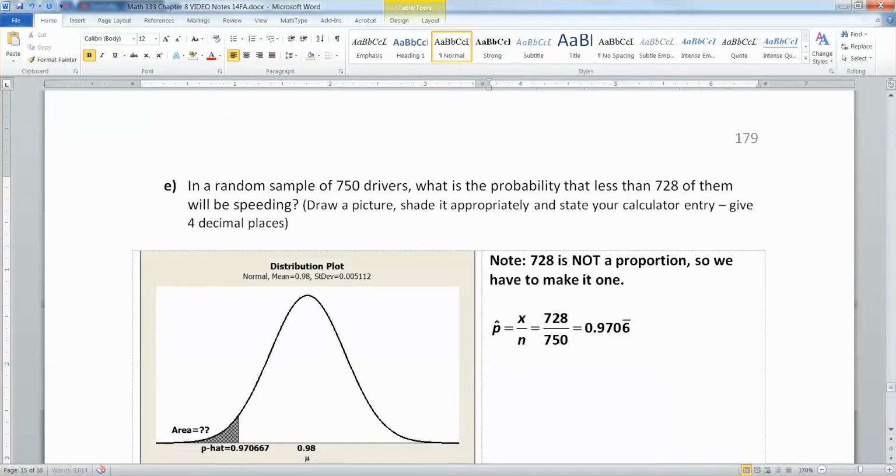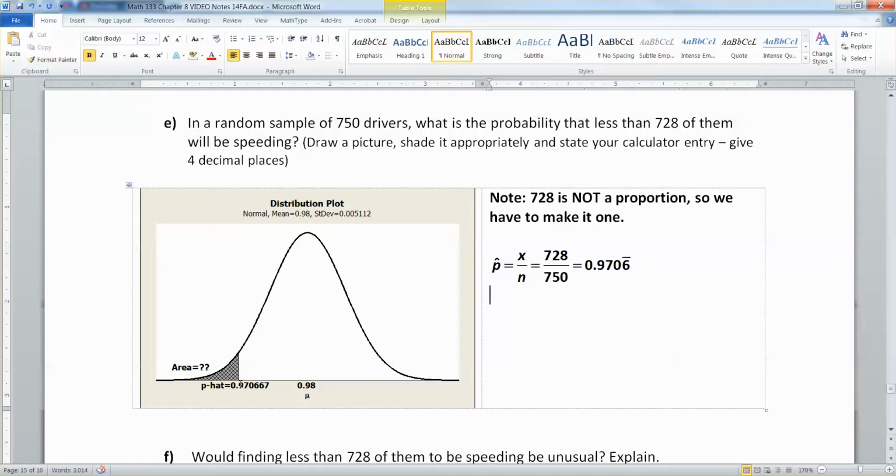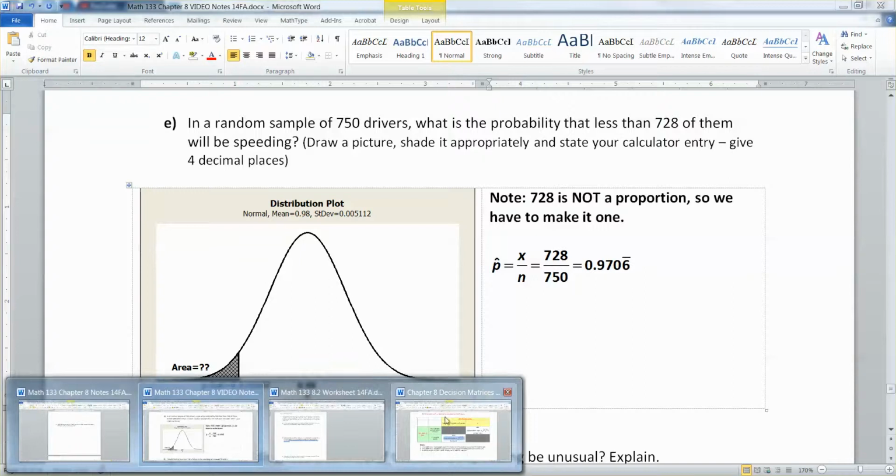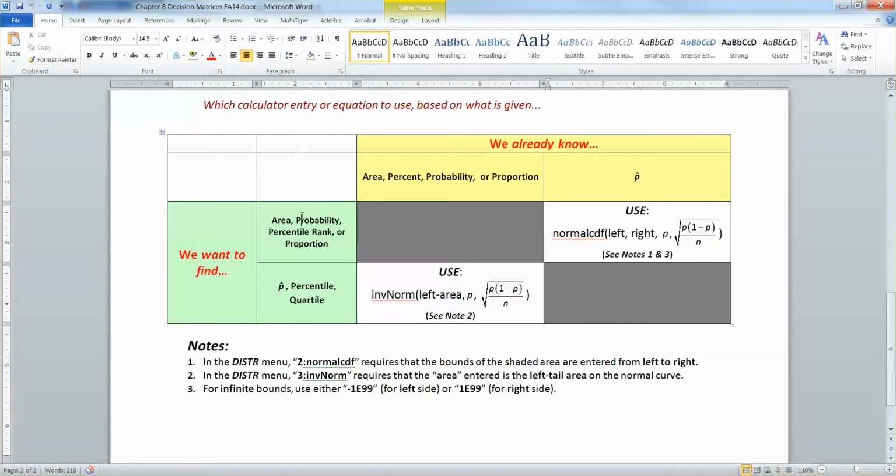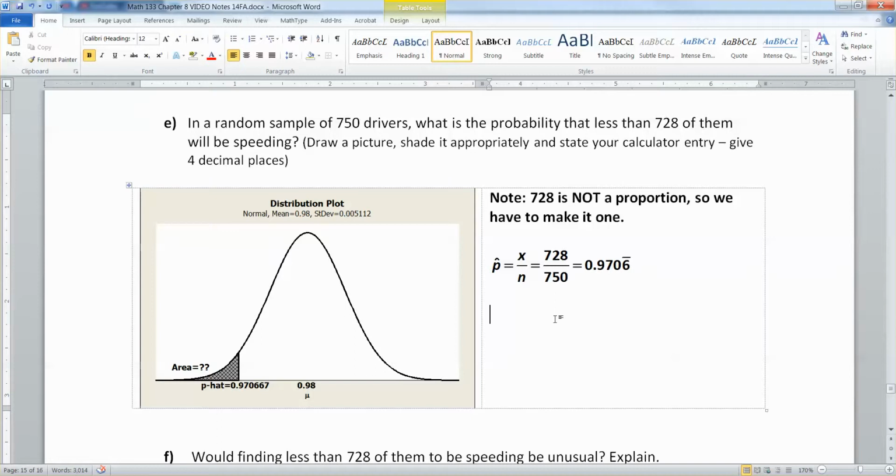All right, now that's what we'll use. You can see I already drew it right there. So the p hat is 0.9706 with the 6 repeating. Now we want to find, think, we're looking for a probability. Let me bring back that decision matrix that I'm going to put at the end. If you want a probability, you're going to be using normal CDF. So let me type that up.